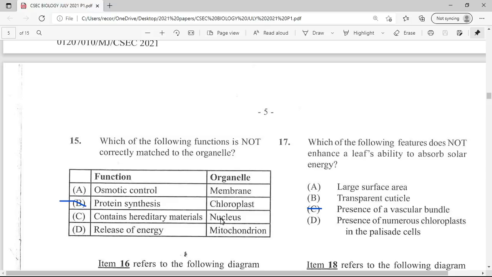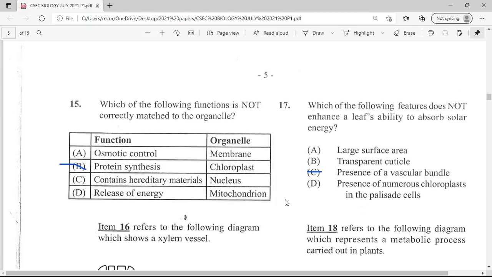This is not synonymous with the red blood cell, as it has no nucleus. Release of energy, that is going to be the mitochondria. All right, so we know that to be fact. When it comes to protein synthesis, this is going to be the ribosomes, right? And chloroplast, that organelle there, is going to be responsible for photosynthesis. So here we know that this is clearly the NOT, which is a mismatch. So this is our answer there for 15.